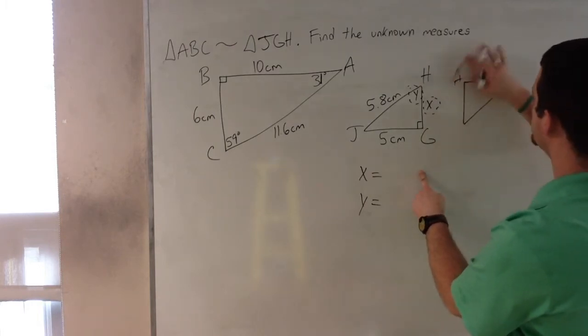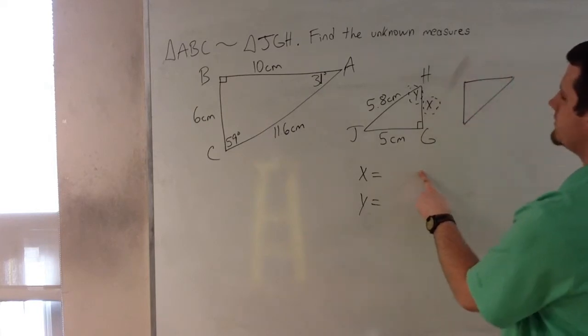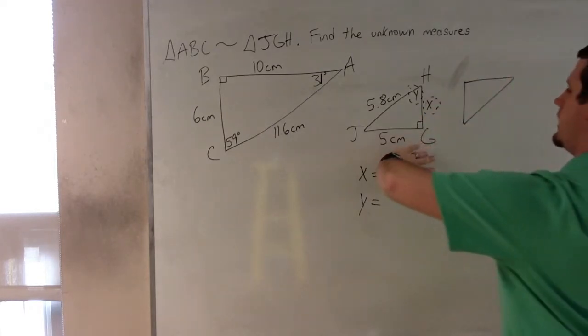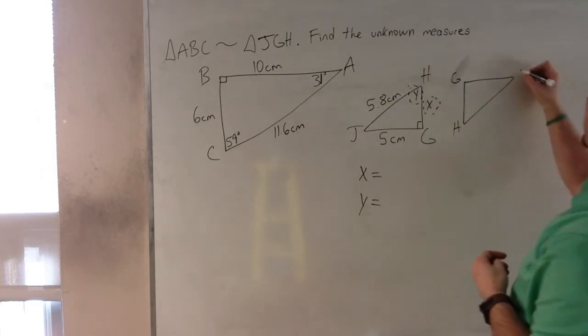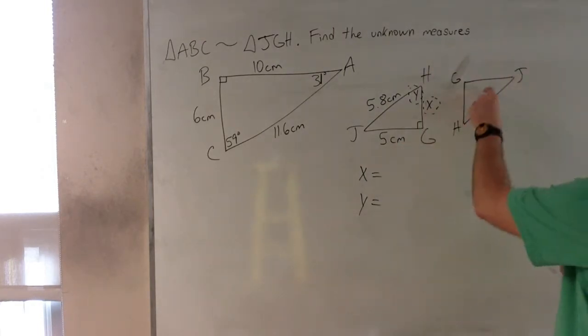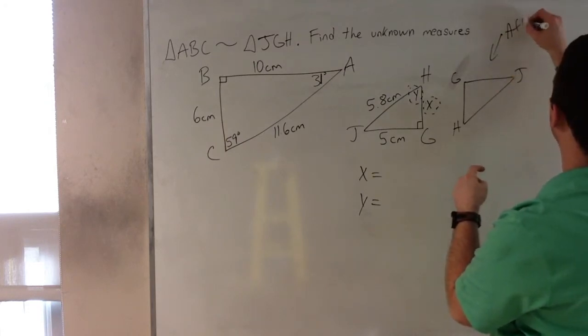No, that's not right, is it? It's not right. Where's the H going to go? If I flip this thing, G is now going to be on top. H is going to be down here. And J will be over there. This right here is after the flip.